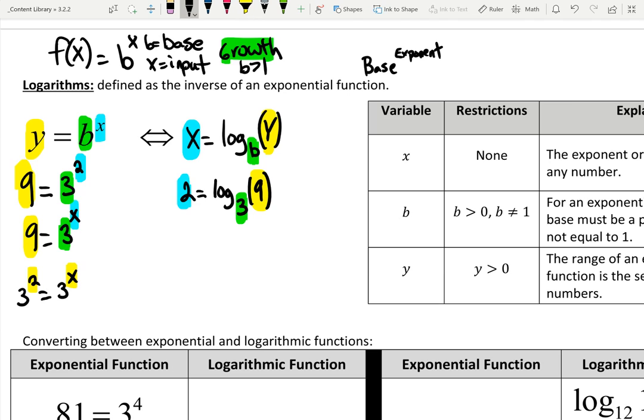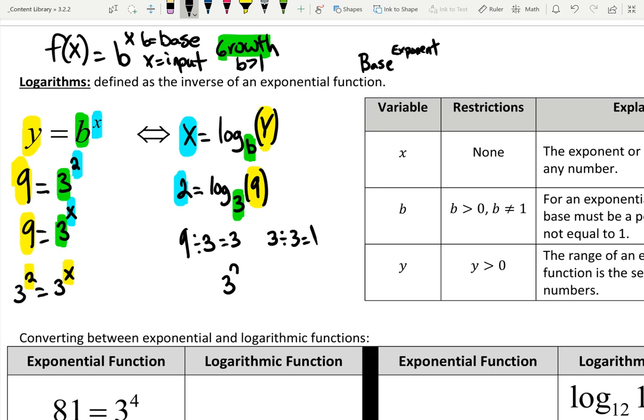And essentially what this is saying is the log of base 3, it's asking you how many times does 3 go into 9? Well, I know that 9 divided by 3 turns out to be 3. And then I know that 3 divided by 3 is 1. So how many 3's make up 9? 2. And that's why the answer is simply going to be 2.